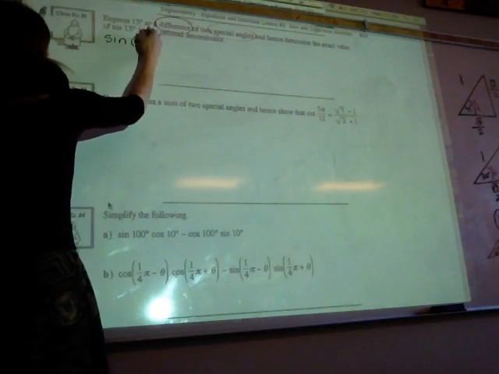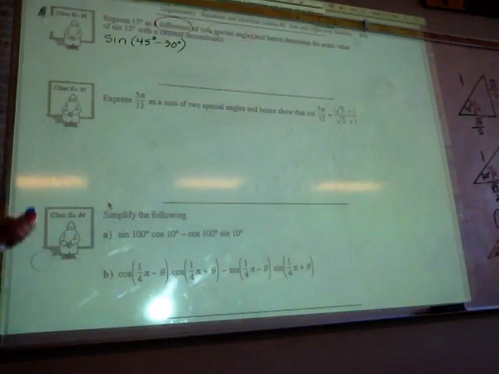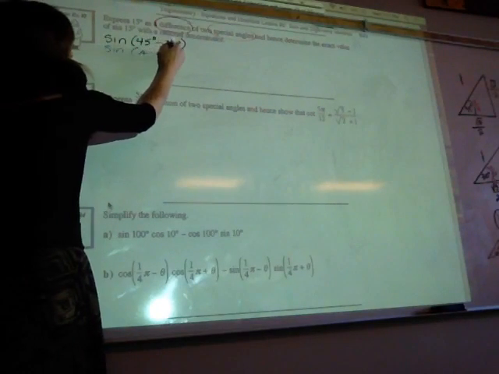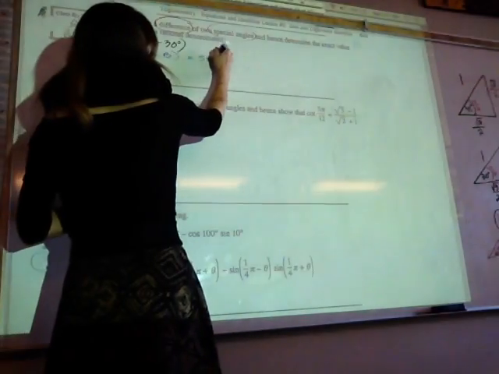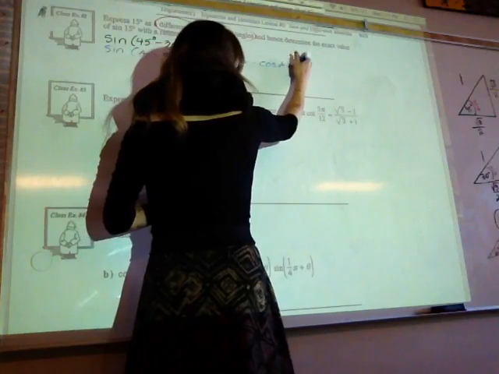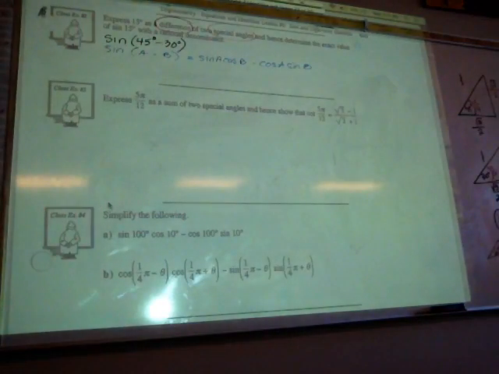So sine 45 degrees minus 30 degrees is a difference identity. And maybe I'll just write it underneath. So sine A minus B is equal to sine A cosine B minus cosine A sine B. Okay, what is our A in this example? 45, and our B is 30 degrees. So we're just replacing the A's with 45s and the B's with 30s.